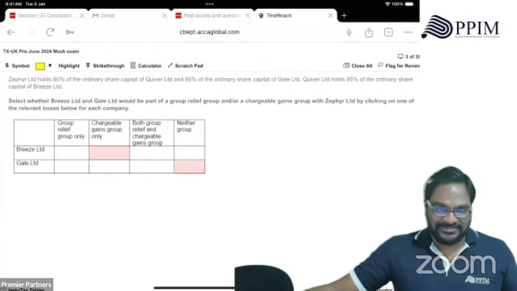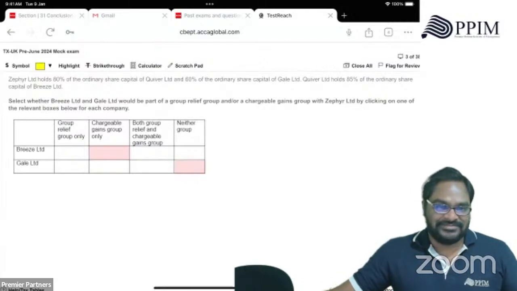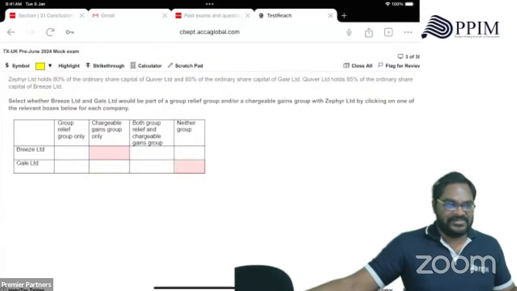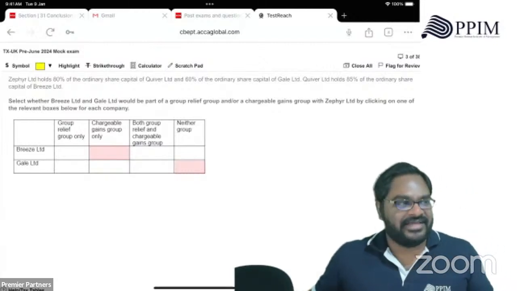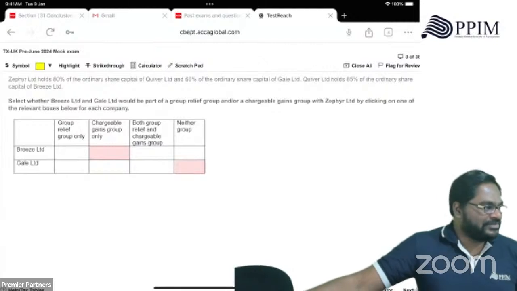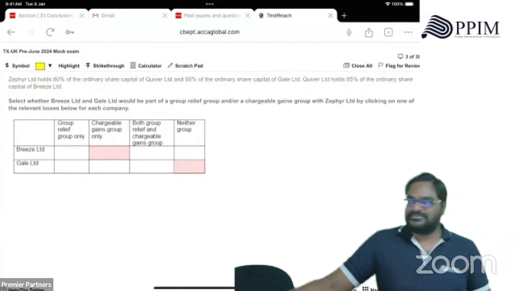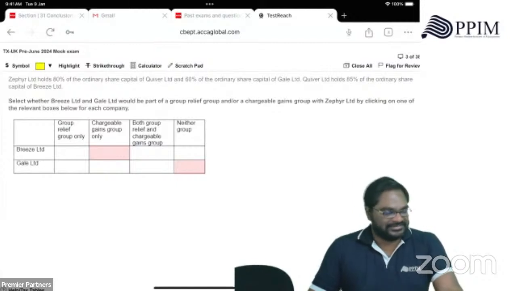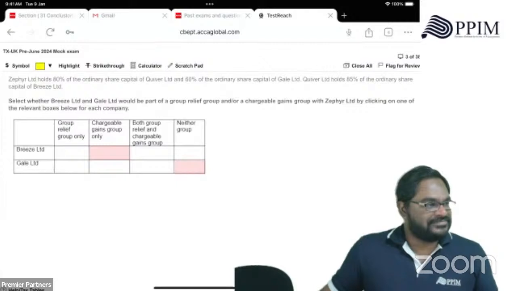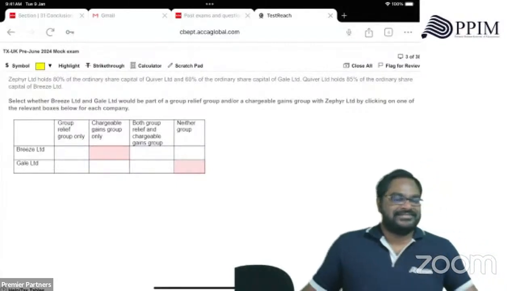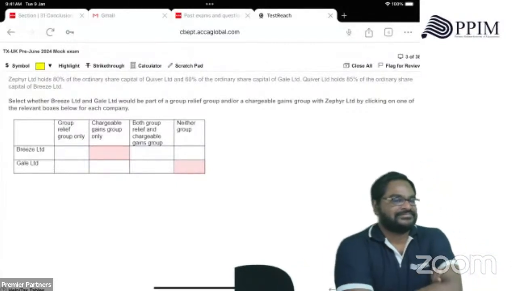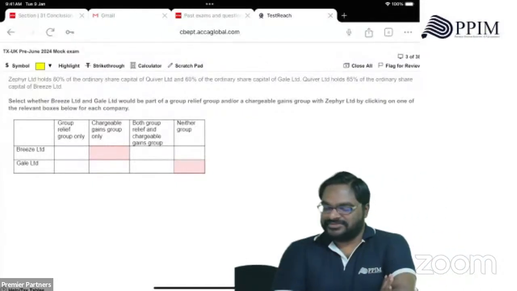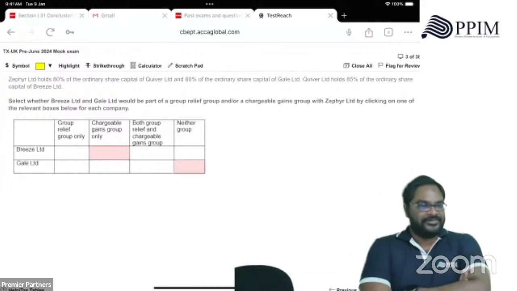Which group? So I have two groups we are talking about here. Group relief group, chargeable gain group, both or neither. Those are the options we have. Here is neither. Okay. Both.